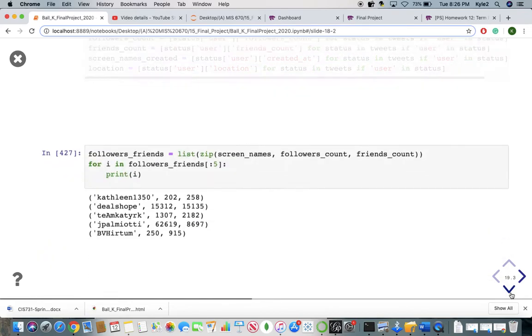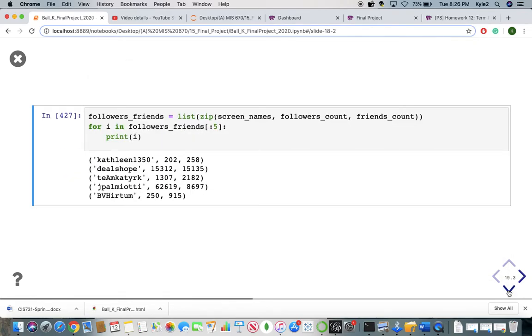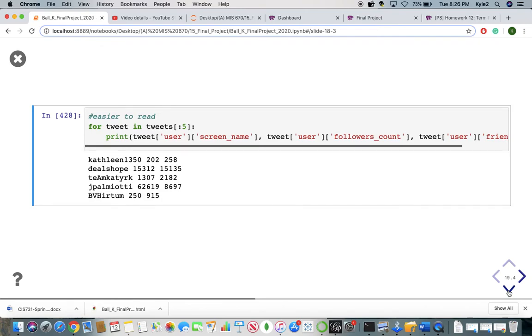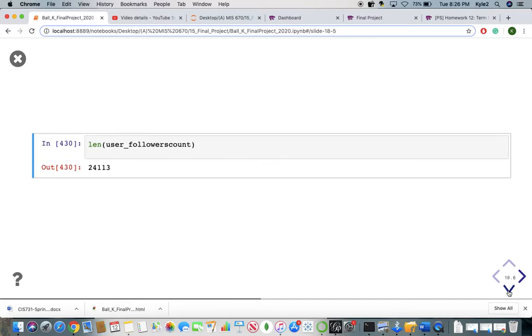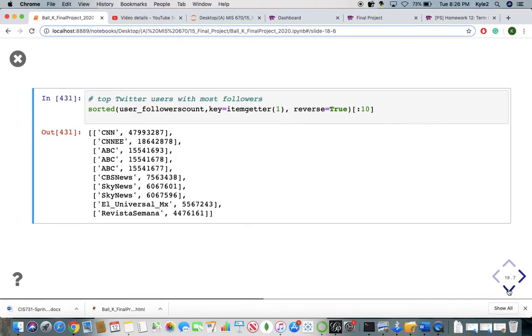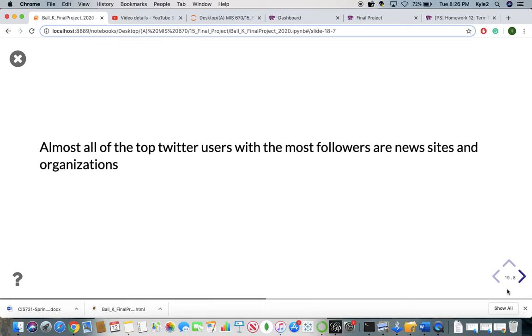Now, these are the things we're trying to look at: screen names and friend counts, to give you a better visual of the friends and followers that people have. Again, these are the top 10. These are all news organizations. I think that's important to drive home: how much influence and how many followers those people have.